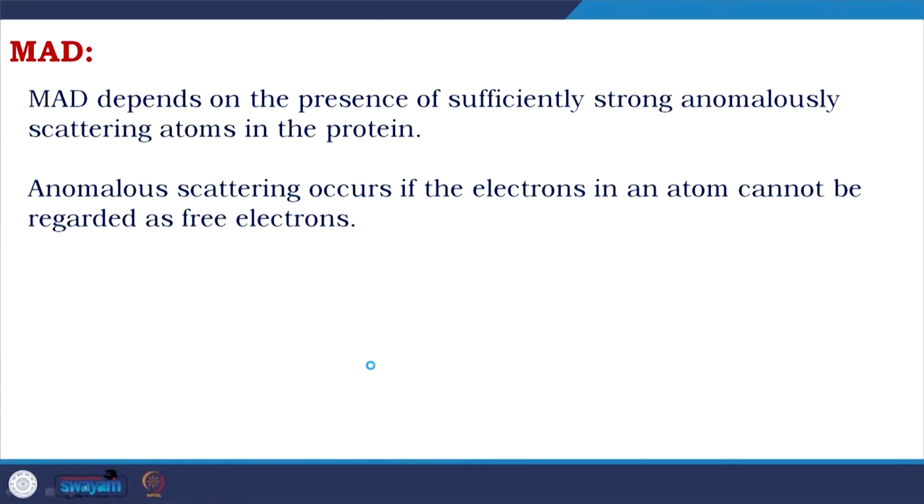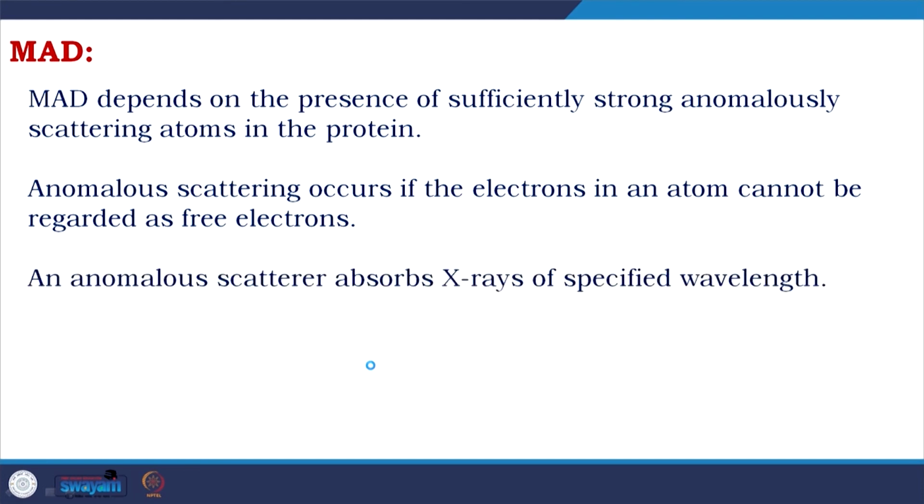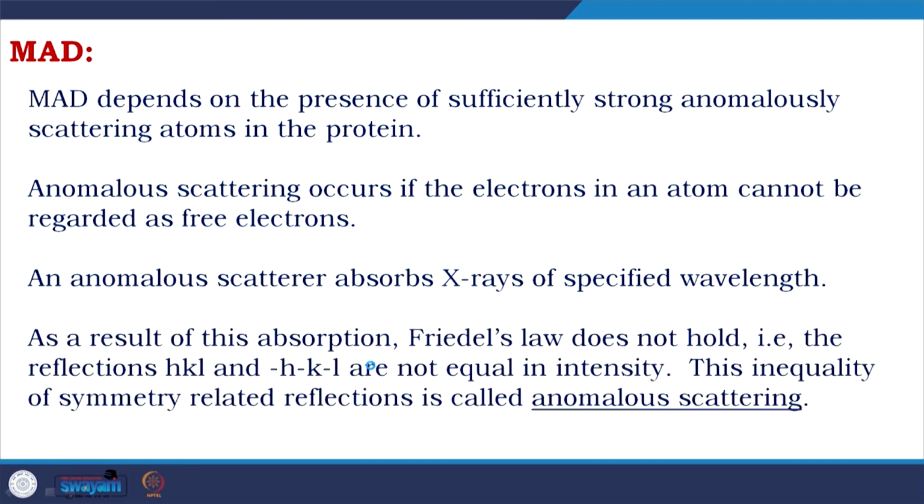Anomalous scattering occurs if the electrons in an atom cannot be regarded as free electrons. An anomalous scatterer absorbs X-rays of specified wavelength. As a result of this absorption, Friedel's law does not hold, that is, the reflection H K L and minus H minus K minus L are not equal in intensity. This inequality of symmetry related reflections is called anomalous scattering.